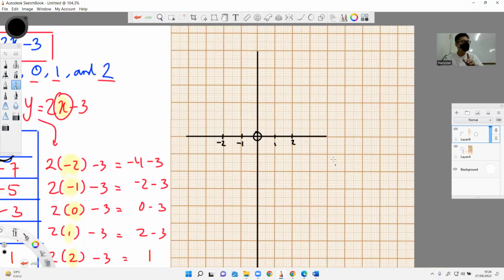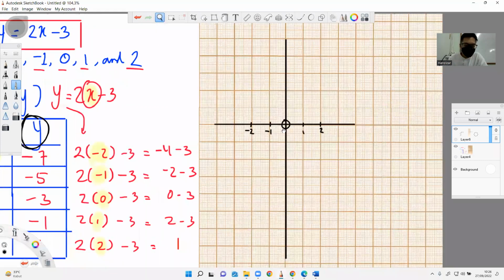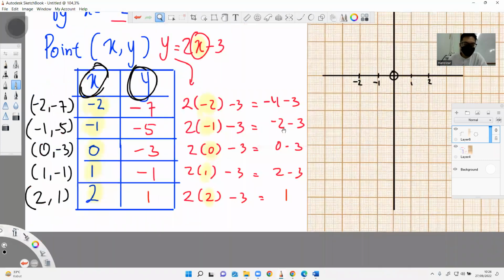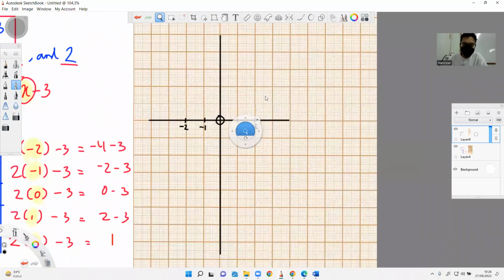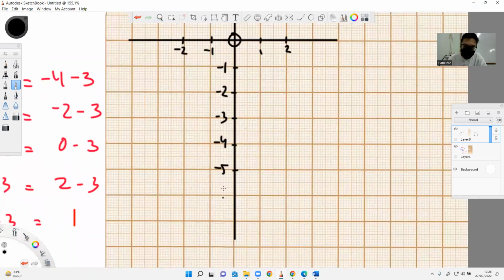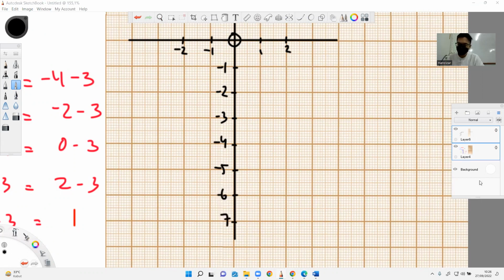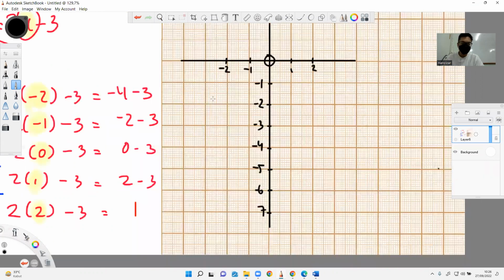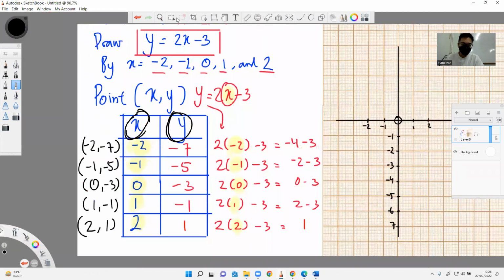Okay, understand, guys? And then look, negative 2, negative 7. So you have to put below: negative 1, negative 2, negative 3, negative 4, negative 5, negative 6, negative 7. Okay, any questions so far? No? Okay, plot negative 2, wait, I think I need to put it here.